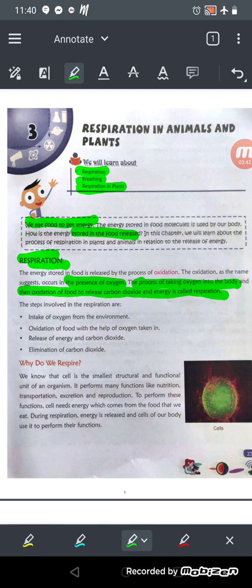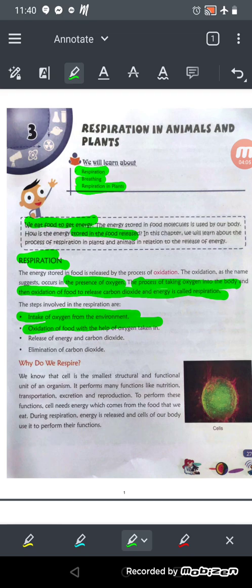So what is respiration? The taking of oxygen into the body and then oxidation of food to release carbon dioxide and energy is called respiration. What are the steps involved in respiration? The first is intake of oxygen from the environment. The second is oxidation of food with the help of the oxygen taken in. The third is release of energy and carbon dioxide, and the fourth is elimination of carbon dioxide from the body.